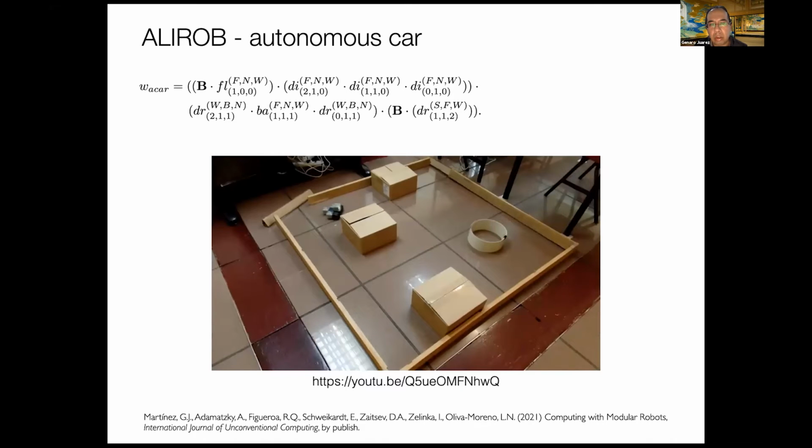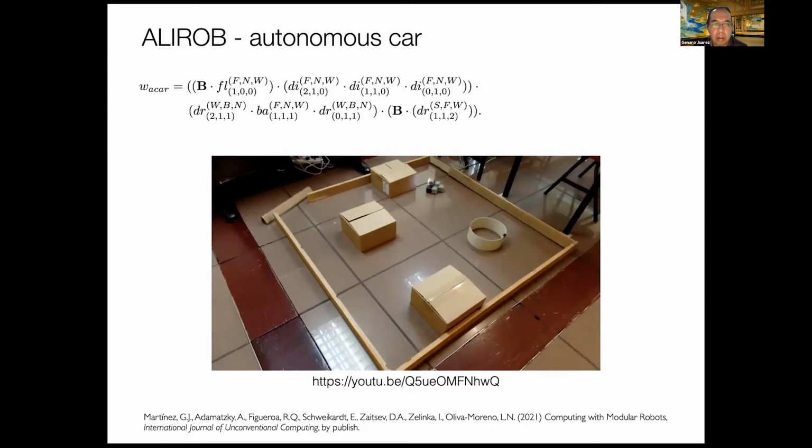Of course, when the robot is working for several minutes, the information is stored in a database. So the database is useful to establish in the robot what is the best next decision.